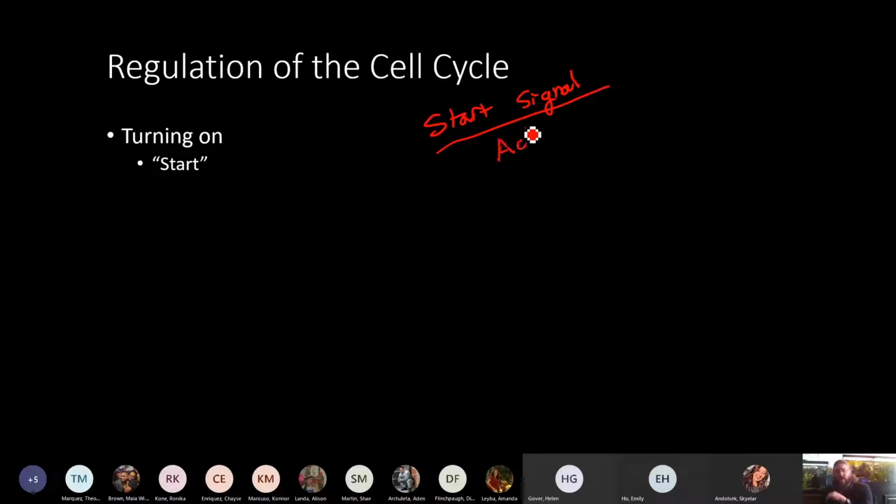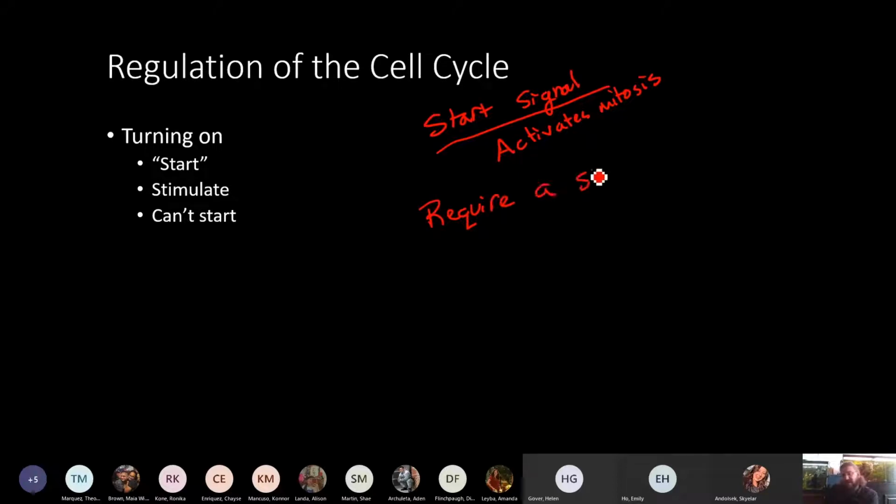So that activates mitosis. So when you turn on mitosis, you send a start signal, and that causes cells in the area to start undergoing mitosis. Stimulates mitosis. Cells cannot start mitosis on their own. They require a start signal.